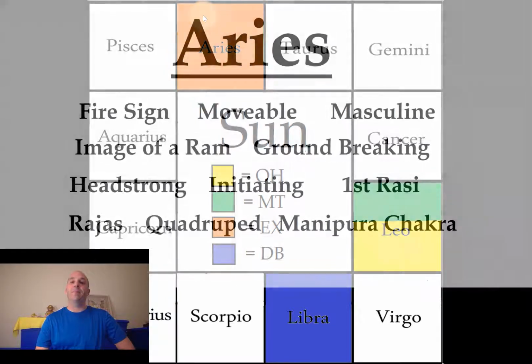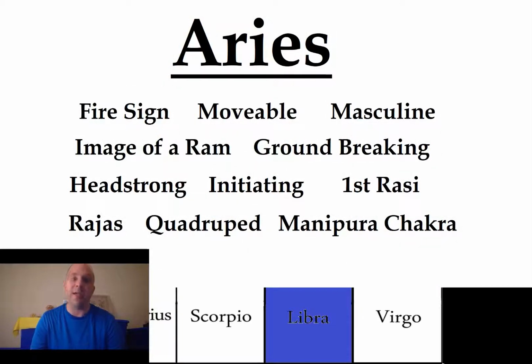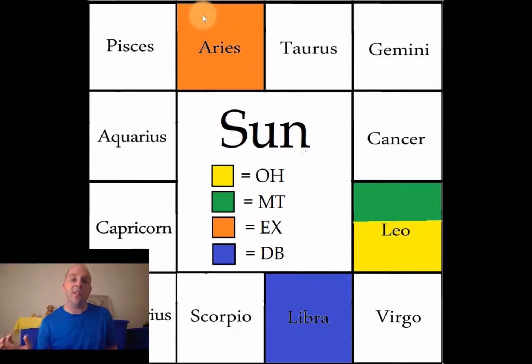And naturally, Aries is also a movable sign, because the sun is taking what it's fixed at and bringing it into creation. Aries is also representative of the male half of the Manipura chakra, the third chakra, the navel chakra, which is our source of energy. It's our source of personal power. So this is really what we see with the sun when it is strongest.